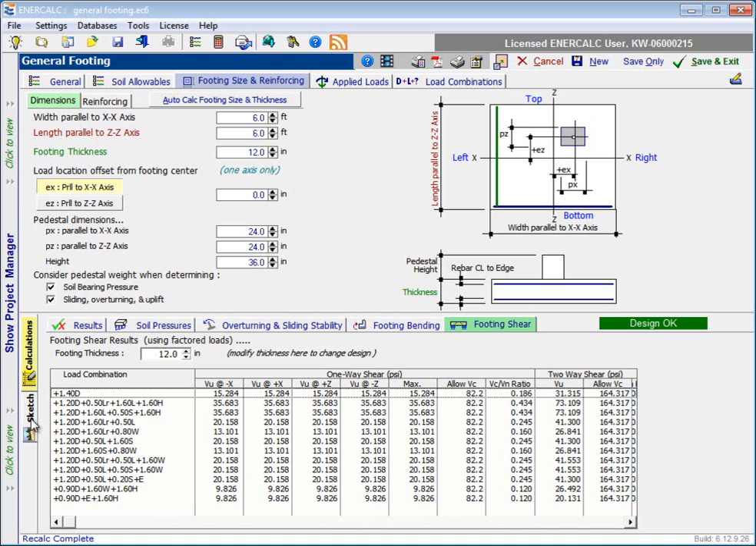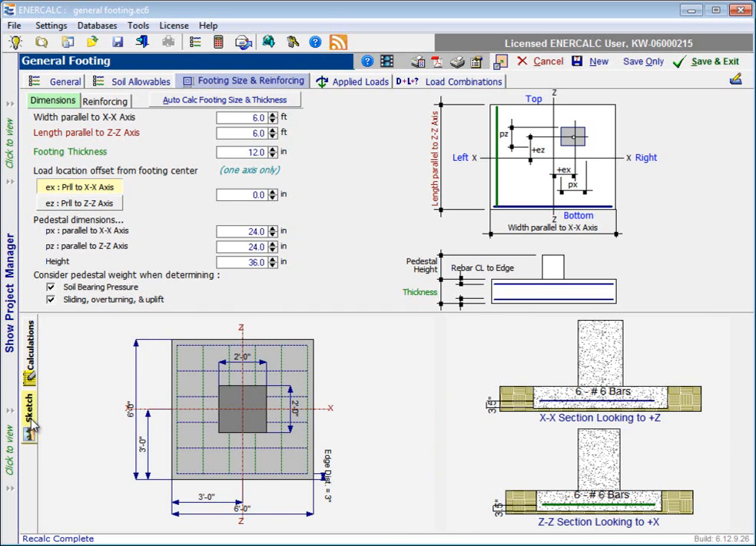So the next thing that we'll look at in terms of results is the sketch tab. Here on the sketch tab we can see a plan view of the footing with the coordinate axes superimposed. We can see a graphical representation of the pedestal in the proper location. The pedestal is dimensioned, the footing is dimensioned, the pedestal is located on the footing, and then you can even see an indication of the rebar in plan view as well.